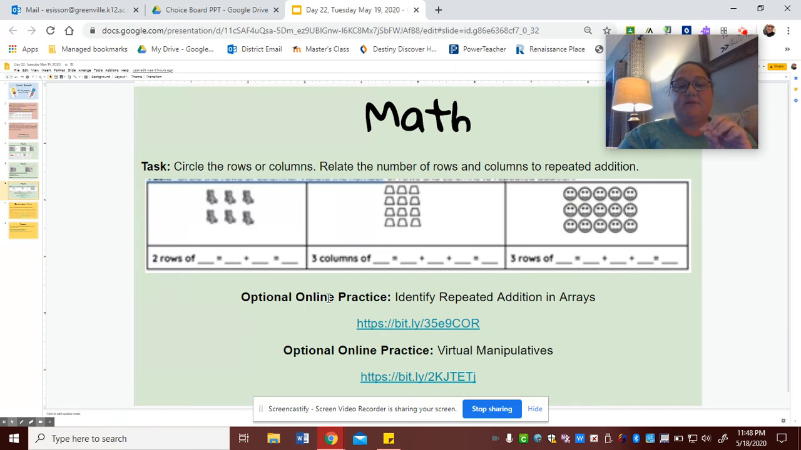So you have 3 examples, and it tells me that there are 2 rows. So for this one, I'm going to look at the rows of 1, 2, 3. So there are 2 rows of 3, and that would be 3 plus 3 equals the total. Okay, and then columns, look at the columns. How many is in that column? And then you do plus, plus, plus, and then equals. There's some online help there too, if you would like it. And again, we're going to go over this in our Google Meet today. So if you get stuck, you can always come back to it.